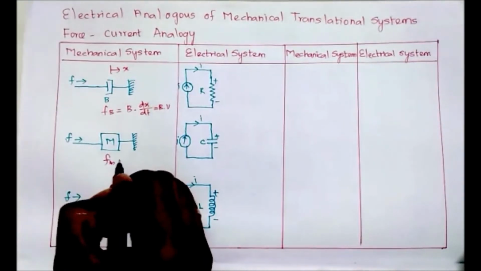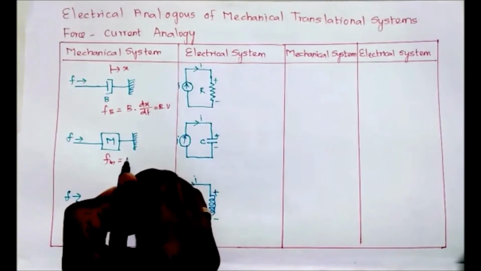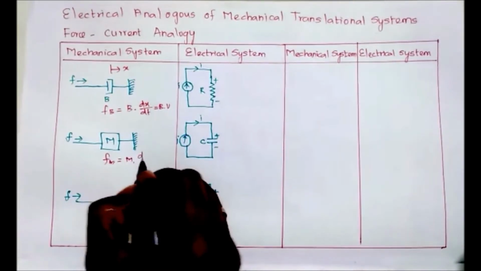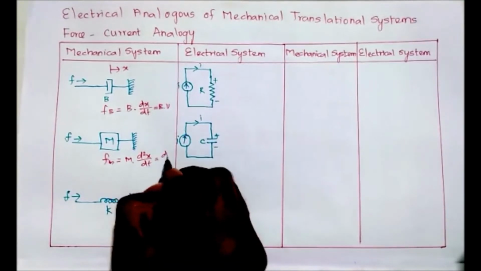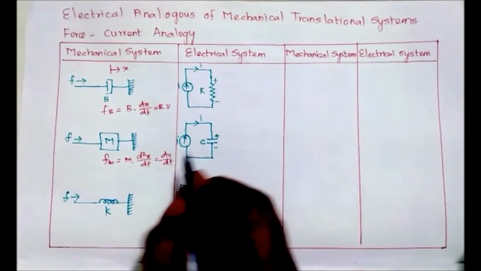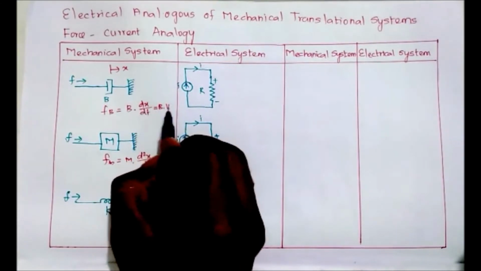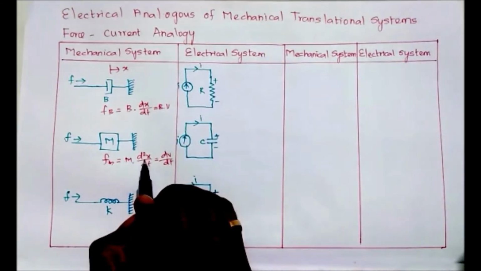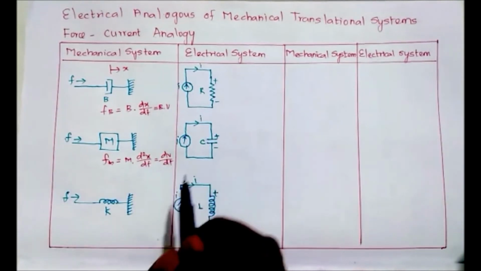Therefore, the force due to the mass element, Fm, equals m into d square x divided by dt square, which equals m into dv divided by dt. We know x is displacement and the derivative of x is velocity. So this is acceleration: the second derivative of displacement equals the derivative of velocity.